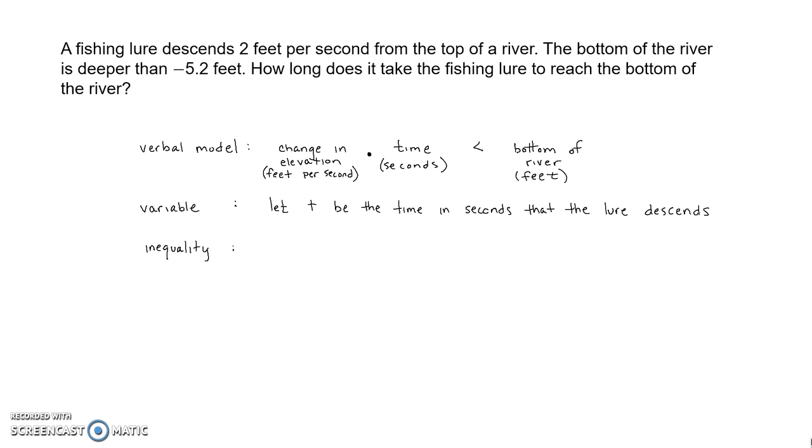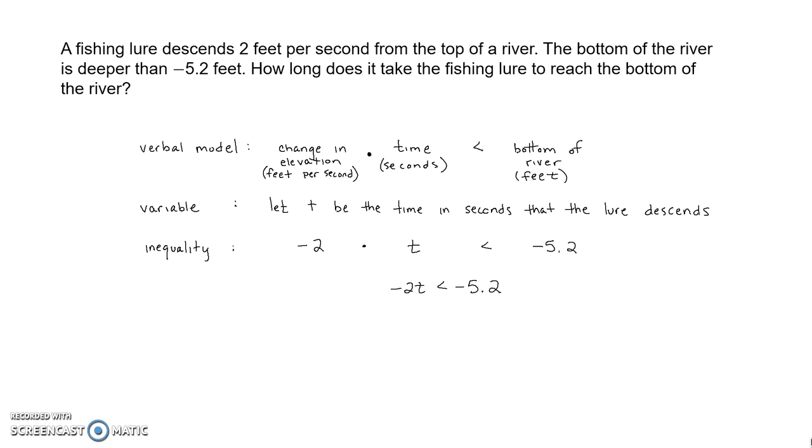The change in elevation, -2 feet per second. The value is negative because the lure is descending. Time in seconds, t, is less than the bottom of the river in feet, -5 2/10. The inequality is -2t is less than -5 2/10.